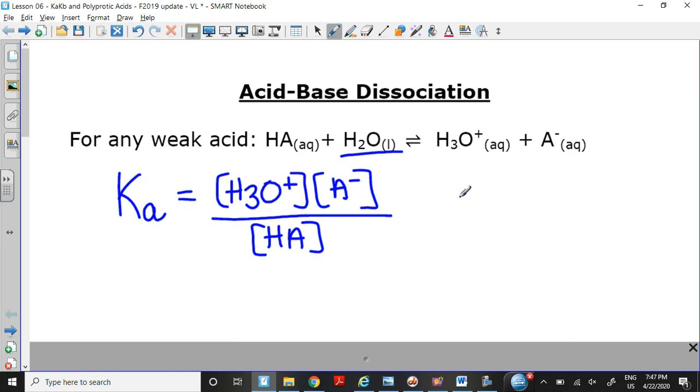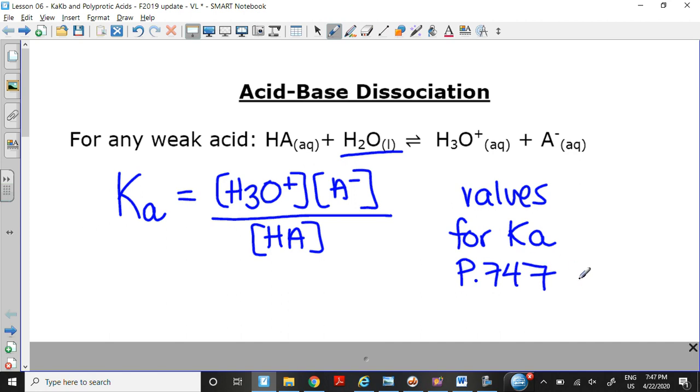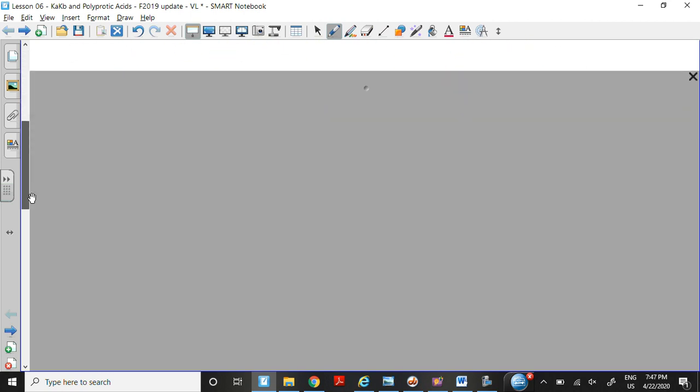If you want to see some values for Ka, or if you ever need to look them up for a question, in the appendix in the back of your book, have a look on page 747. Even if you have a few minutes now, pull out your textbook and take a quick look. You'll see that there's quite a range for different Ka values, and you'll find some interesting information there. You can probably guess if we have an equilibrium expression for a weak acid, there's also going to be one for a weak base. So let's take a look at that one now.